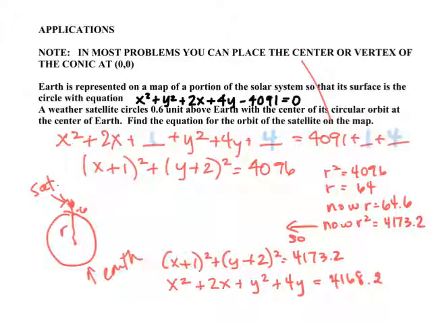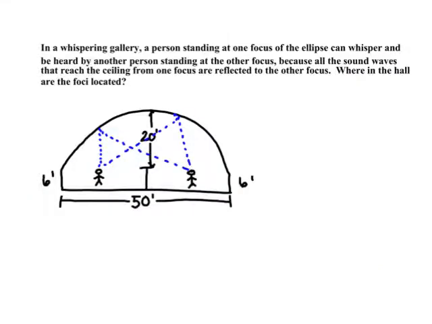All right, here's the next problem. Let's just read this together. In a whispering gallery, a person standing at one focus of the ellipse can whisper and be heard by another person standing at the other focus of the ellipse because all the sound waves that reach the ceiling from one focus are reflected to the other focus. Where in the hall are the foci located?